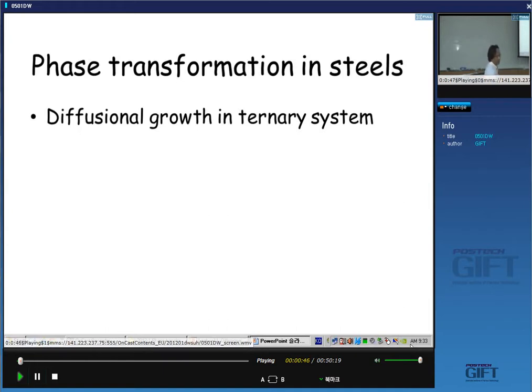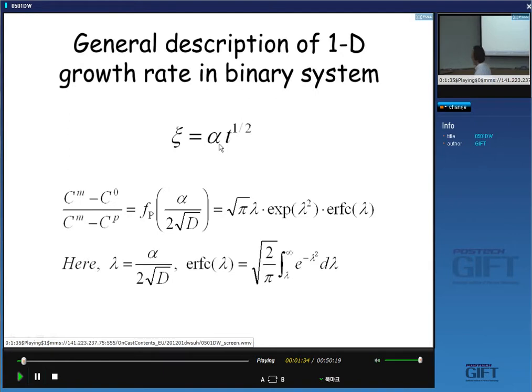Okay, today we will think about today and the next lectures. We will think about the growth behavior in the ternary system. In the previous class, we handled how we can think about the growth of the ferrite in the binary alloy. Binary means the alloy of the iron and carbon system. But when we consider the growth of ferrite or other phase in the ternary system, it is quite different from the binary system. And I will discuss what would be the difference between the binary system and the ternary system.